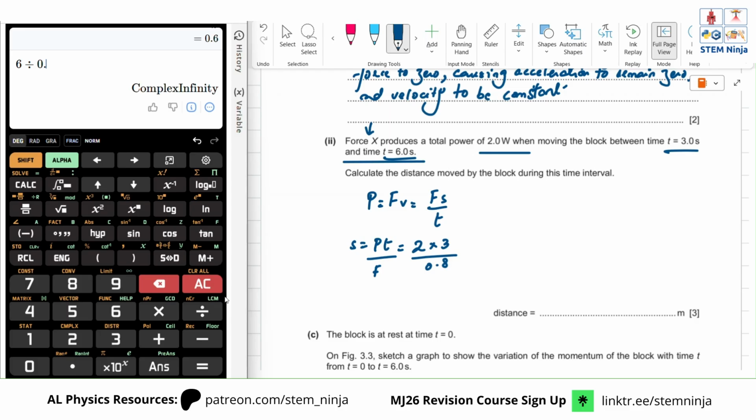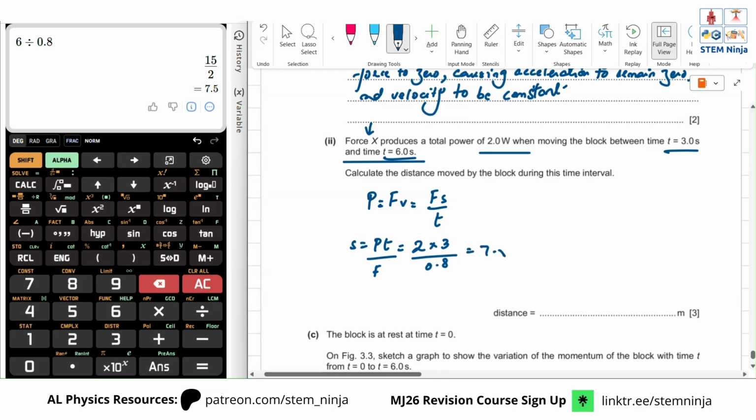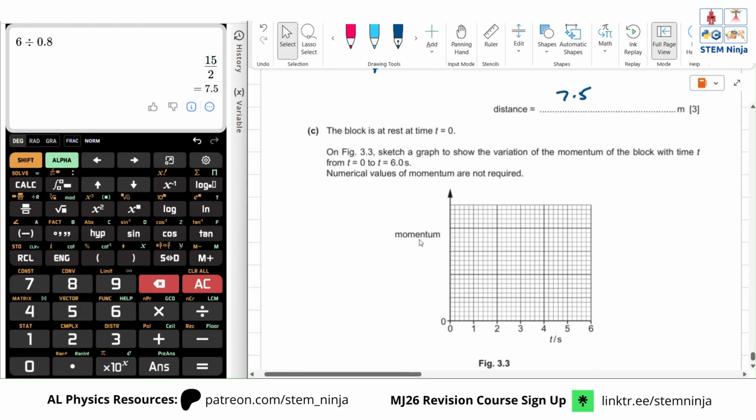Wait a second. No. Distance moved by the block during this time. Force X produces, that is correct. 2 divided by this. Oh, no, sorry, no. Right, okay, right. The block is at rest at time t is equal to 0.